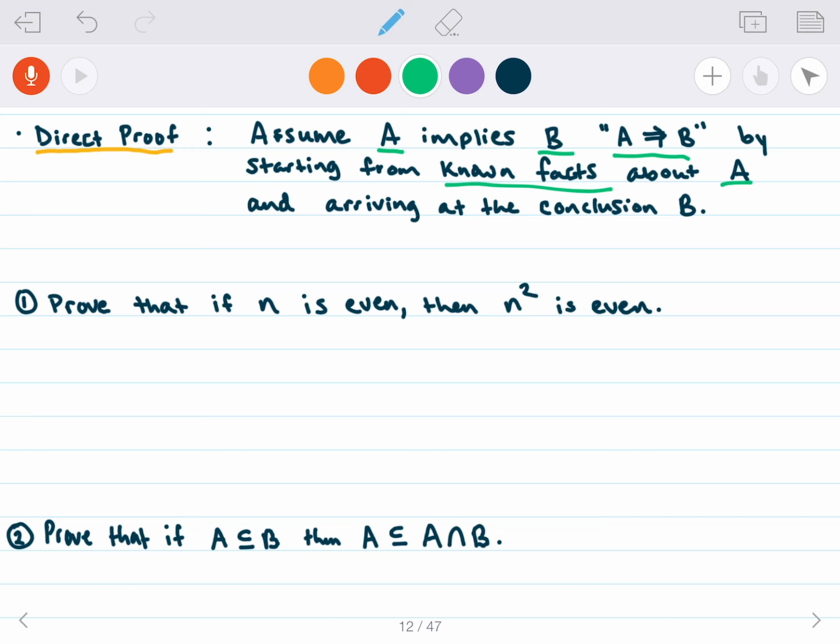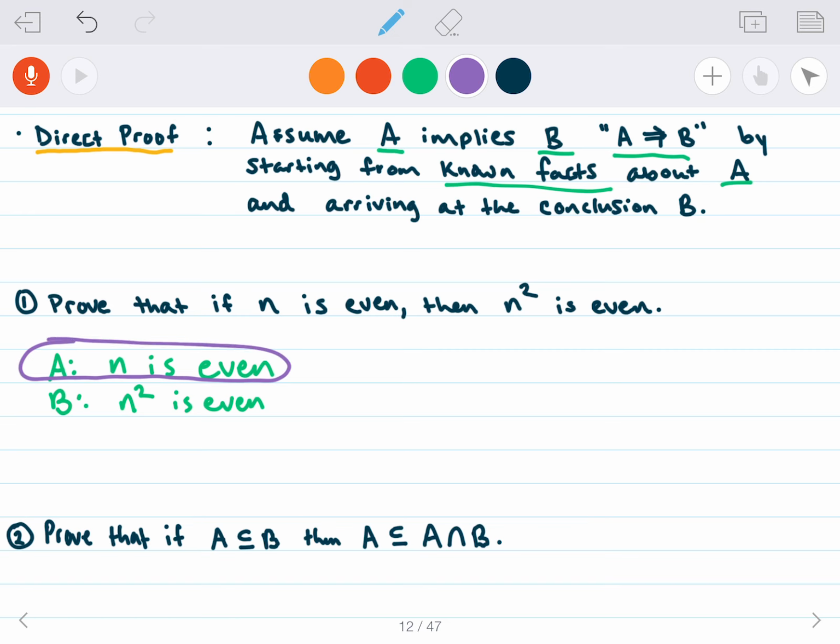So first of all, what's A and B? We're trying to show that A implies B. So A is going to be what statement? n is even. We want to show that n being even implies that n squared is even. So we want to use everything we know about A, and deduce from that stuff about B. So what does it mean for n to be even?